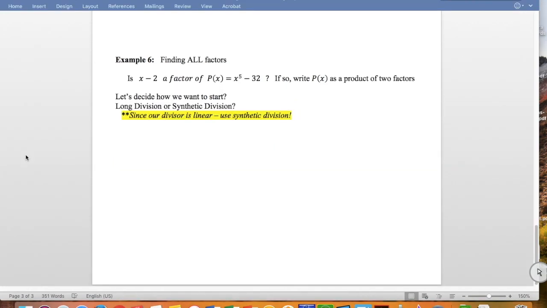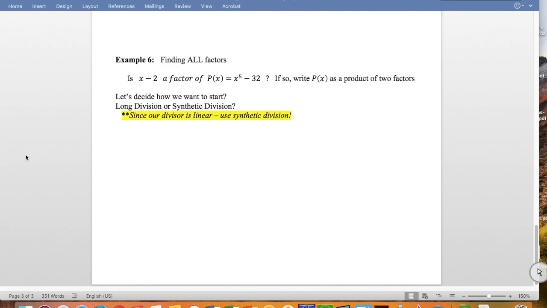Example 6, we're going to actually now find all factors. So the first thing I want to look at is, it says, is x minus 2 a factor of the polynomial x to the 5th minus 32? And if it is, write p of x as a product of two factors. In other words, go ahead and completely factor it. Once we discover if x minus 2 is a factor, let's go ahead and completely factor it. And I'm going to show you how to do that.